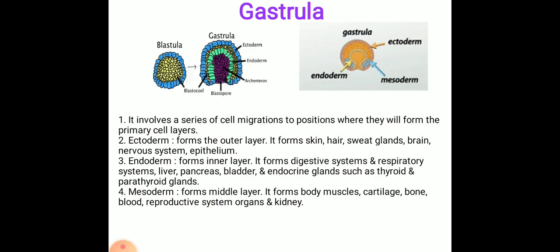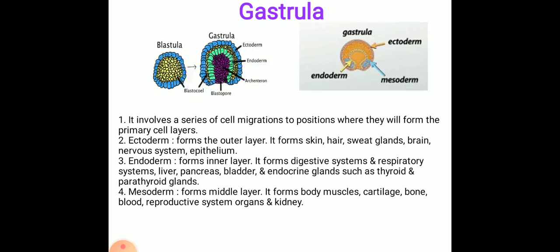There are 3 layers. Okay, one by one we have to discuss the points. Gastrulation involves a series of cell migrations to positions where they will form the primary cell layers. Here there is movement of the cells, which cells? Blastomeres are migrated. Migration of the cells is taking place here. That is called morphogenetic movements. The movements of the cells or blastomeres are called morphogenetic movements. These are going to form the primary cell layers or the germ layers.